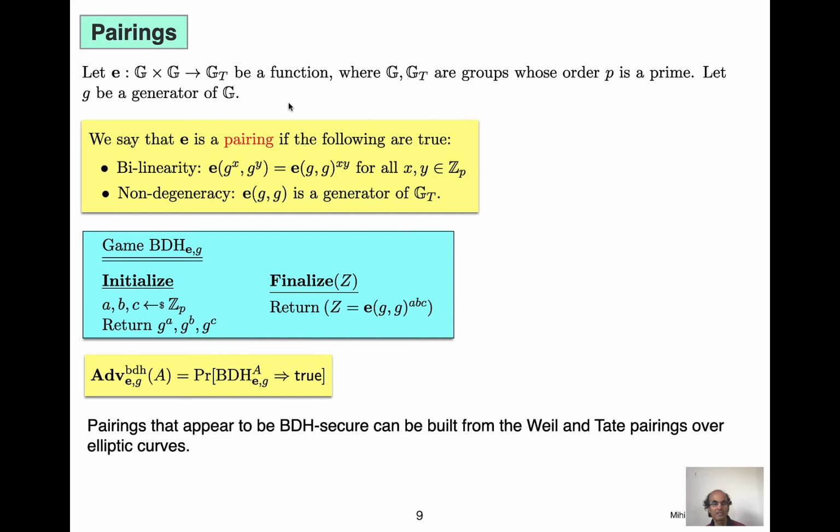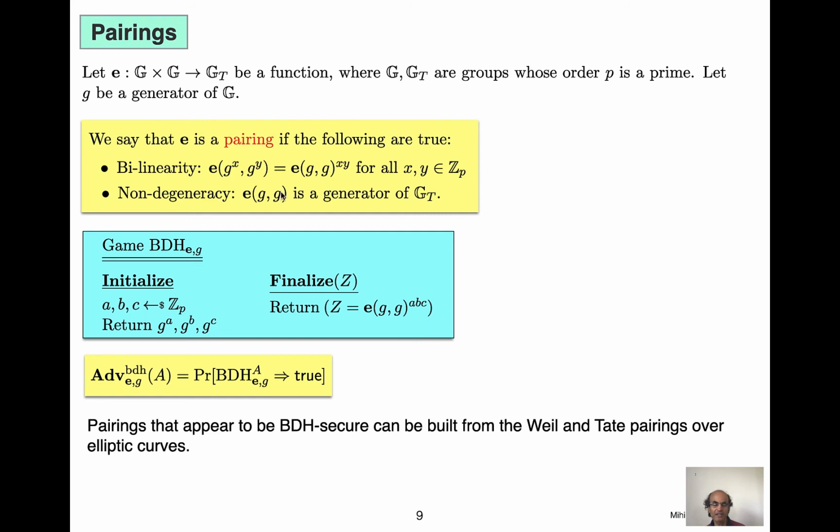Now, what does it mean for this map to be a pairing or to be bilinear? It means that when you take a generator of the first group, the following are true. If you apply the map to g^x and g^y, what you get is its application to g and g raised to the power xy. So you take g^x, g^y, go to the target group, and that's the same as having gone in this way.